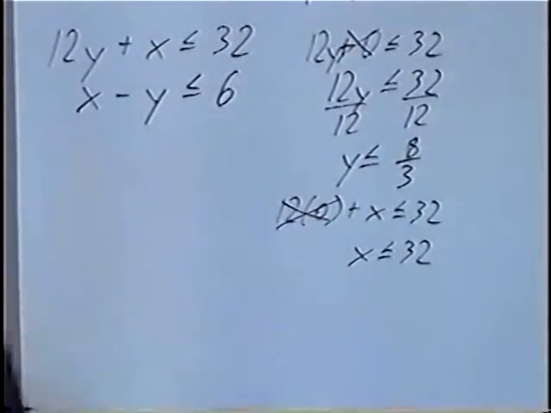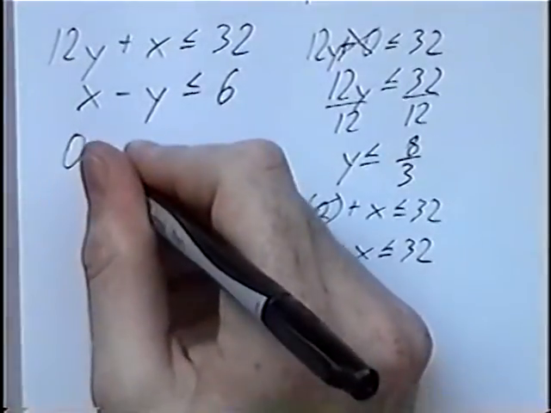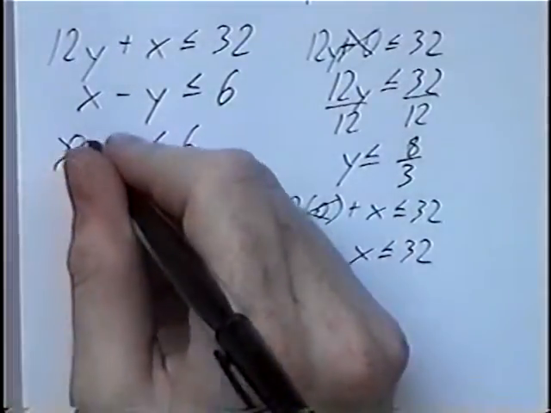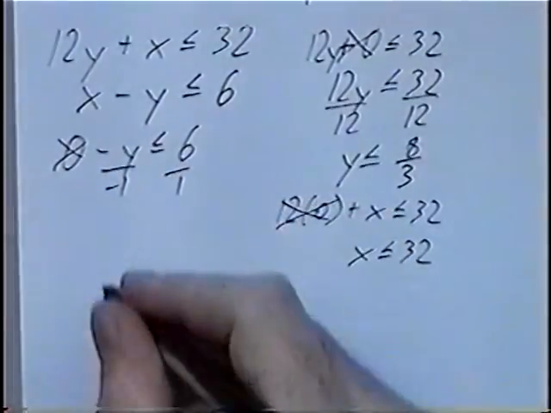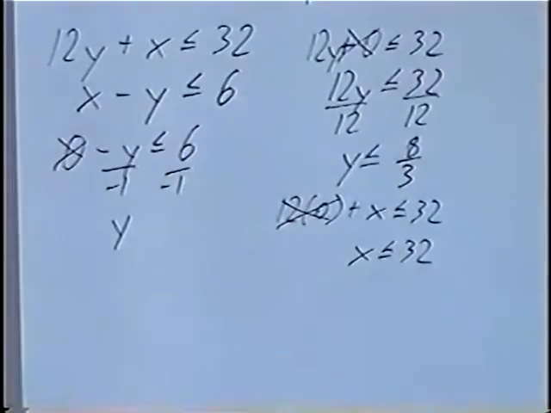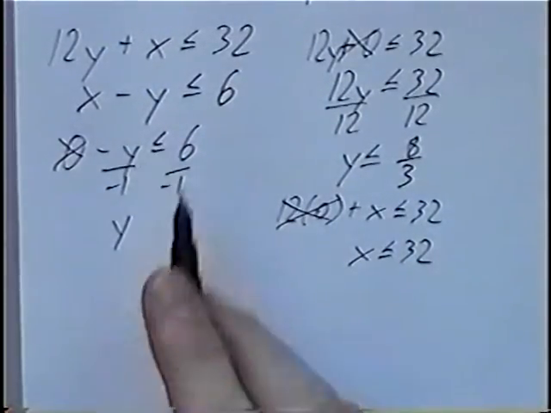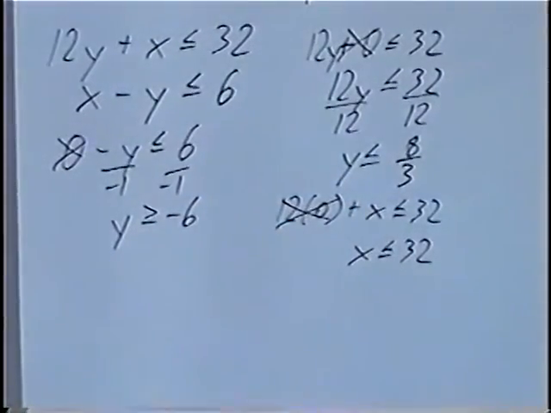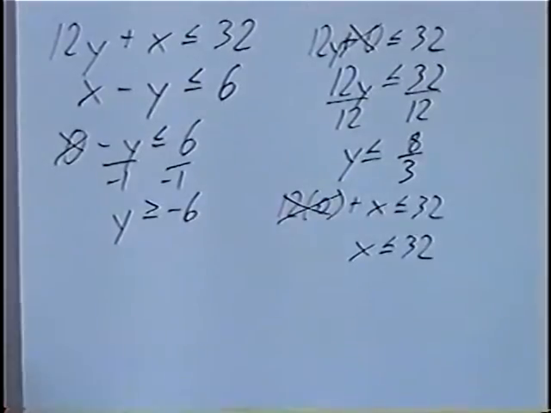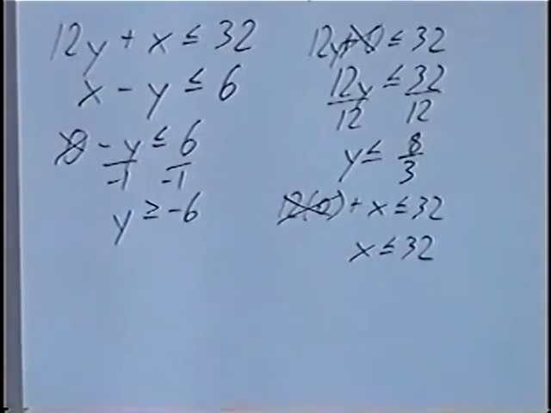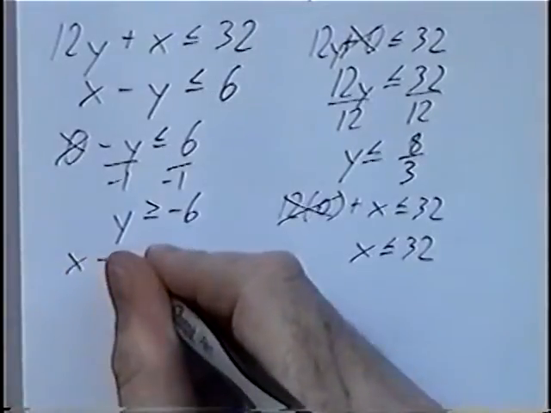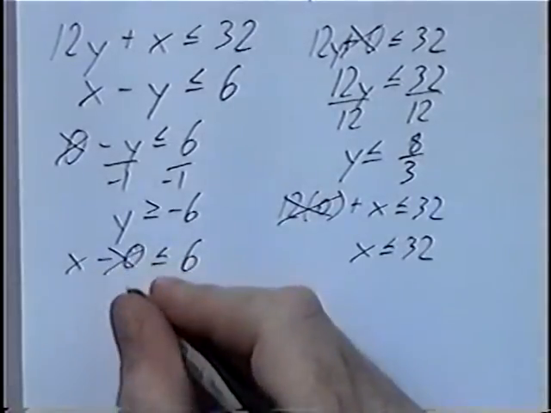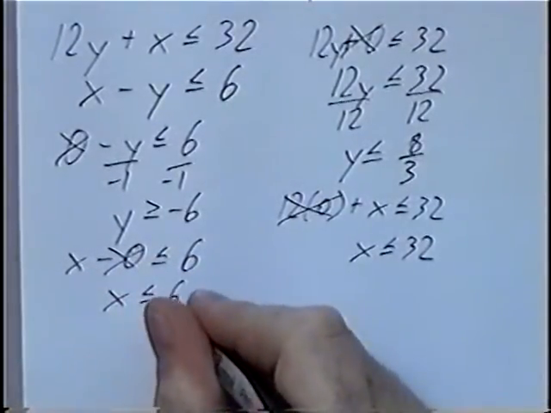If we do the second equation, plugging in zeros, if we do a 0 for x, we'll have negative y is less than or equal to 6. Dividing by a negative 1, we'll have y. And dividing by a negative 1 would change the inequality to less than or equal to negative 6. And again, solving the second inequality for the x-intercept, we can plug a 0 for y. x minus 0 is less than or equal to 6, or x is less than or equal to 6.